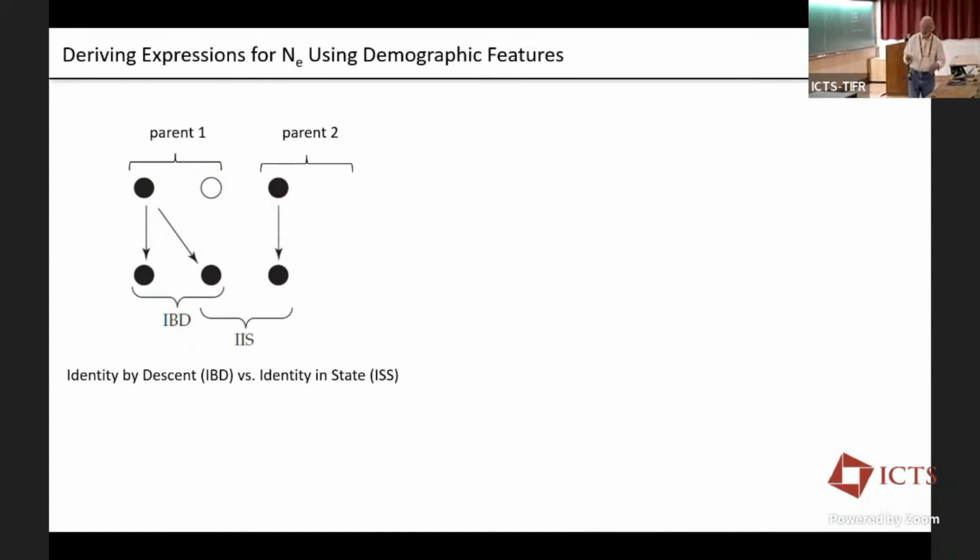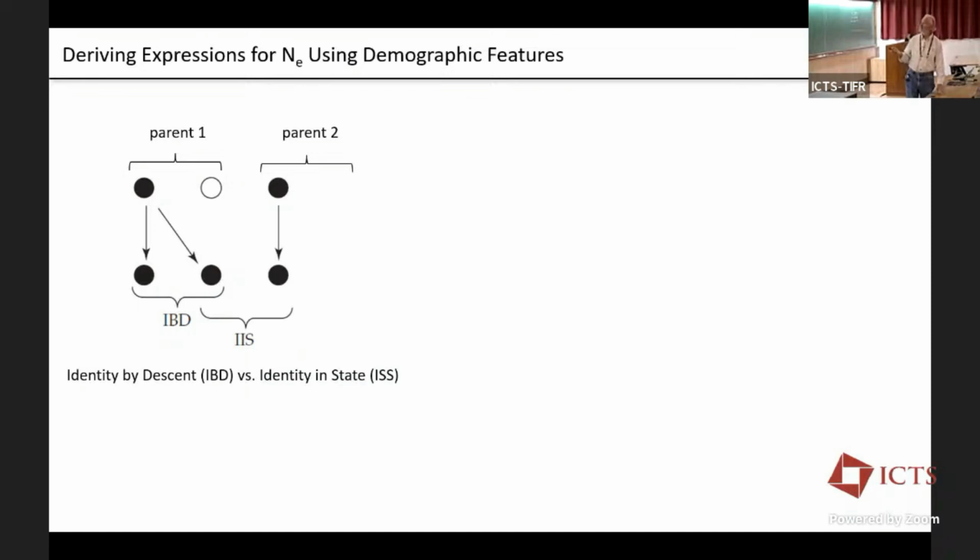And the thought process behind developing formulations based on demographic features of populations is related to this concept of identity by descent versus identity in state. So imagine we have 2 parents, and this parent has 2 different alleles, the white one and the black one, and then it's going to pass some gametes on to progeny. These 2 gametes are copies of the same parental allele. So those are, by definition, identical by descent.